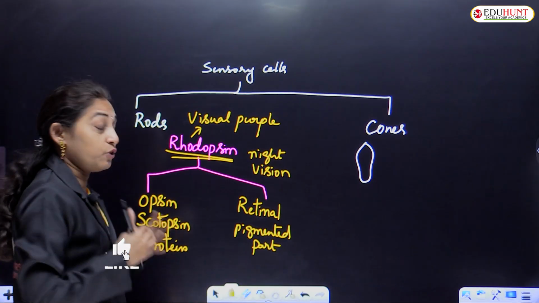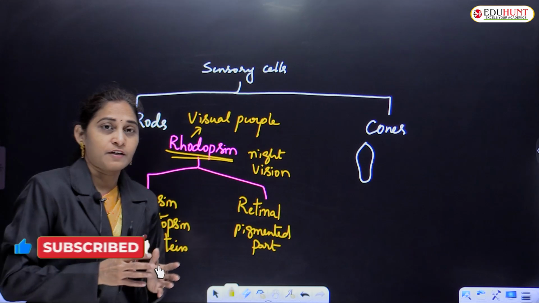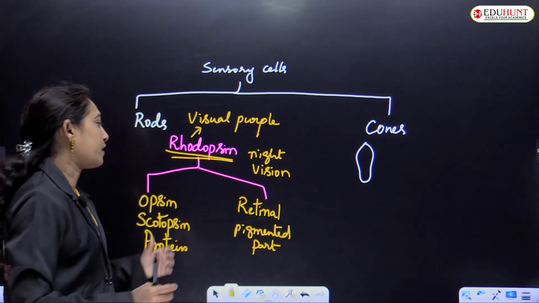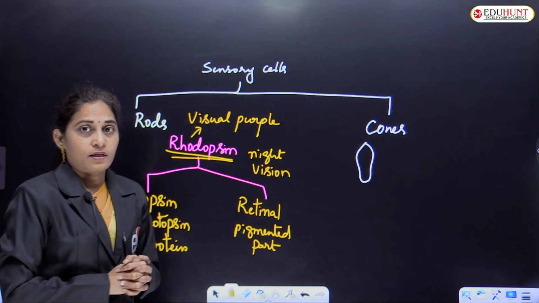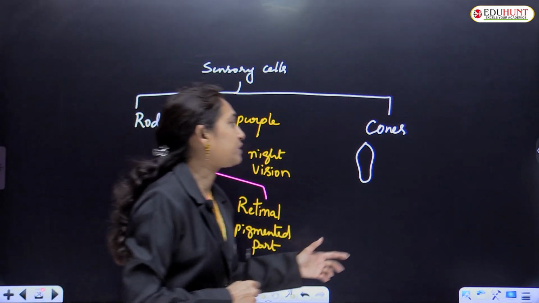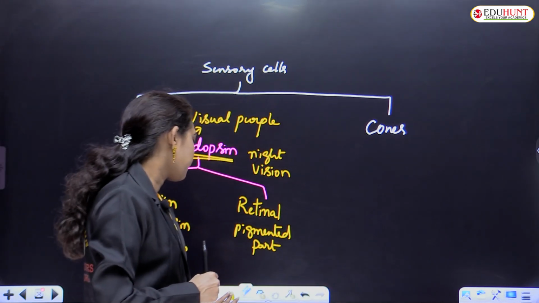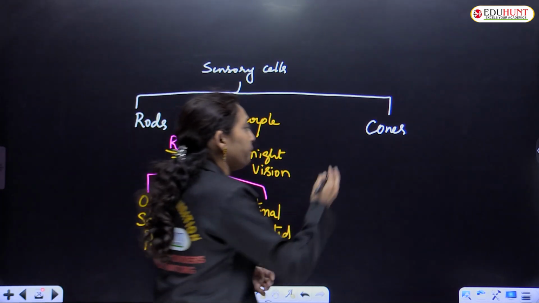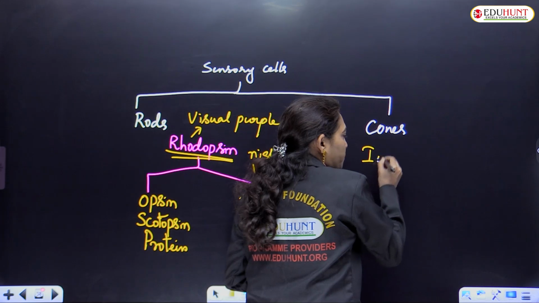Night vision. During daytime, the rhodopsin pigment undergoes decomposition. Because of that, opsin separates from the pigment part, that is retinal. This causes day vision. During daytime, the cones get activated, and the pigment present in cones is called iodopsin.